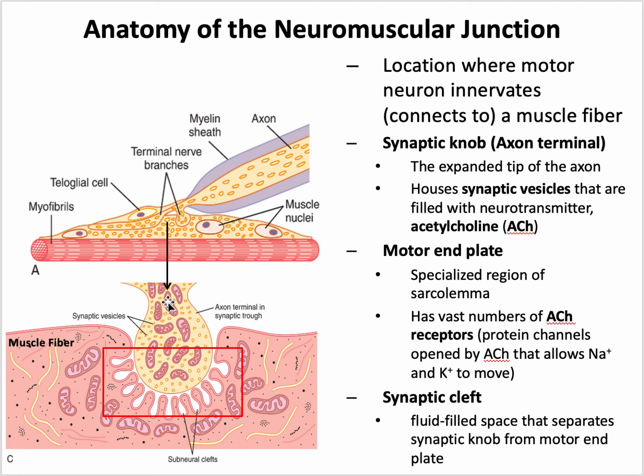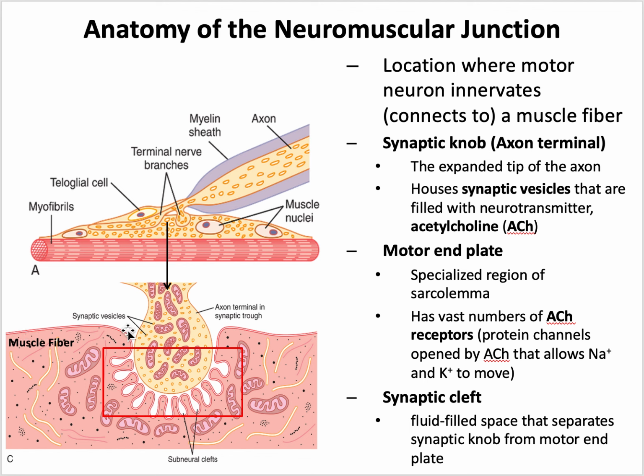You'll also notice that the axon terminal has tons of mitochondria, and it's because the synthesis of acetylcholine to make so much of it requires lots of energy, so lots of mitochondria. So that's the synaptic knob, or the axon terminal. Now, the skeletal muscle fiber cell.